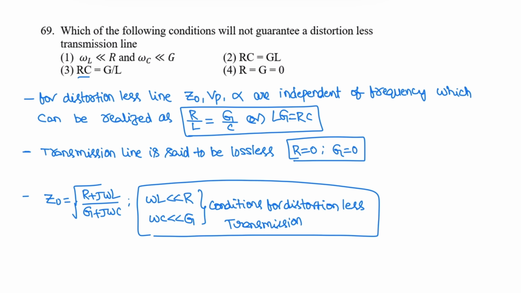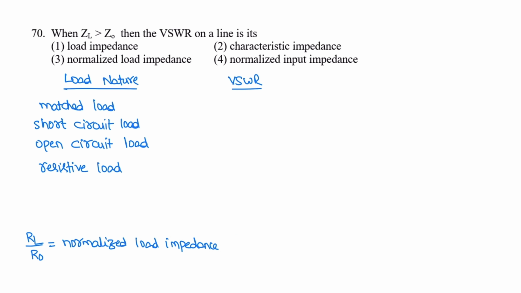So which of the following does not guarantee it? It is option 3. Options 1, 2 and 4, these three conditions guarantee distortionless transmission, but option 3 doesn't guarantee distortionless transmission. Next question.